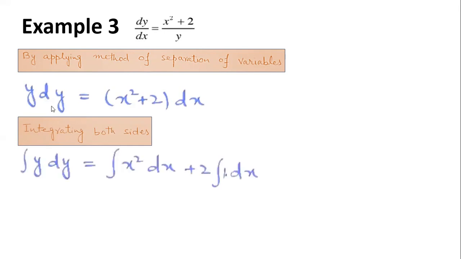So we apply the integration, and here we have the integral of x squared dx plus the integral of 2 dx. You take the constant 2 out and you will simply obtain x. In all these cases, you will use the power rule. So here you will have y squared by 2. On the other side, you will obtain x cubed over 3, plus 2x, plus the constant of integration.